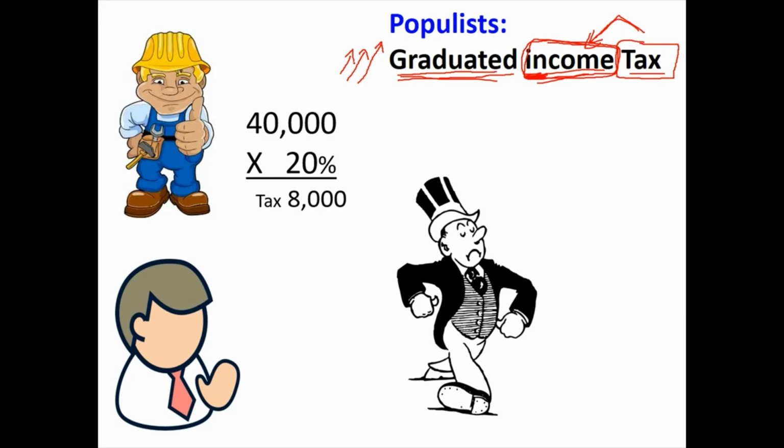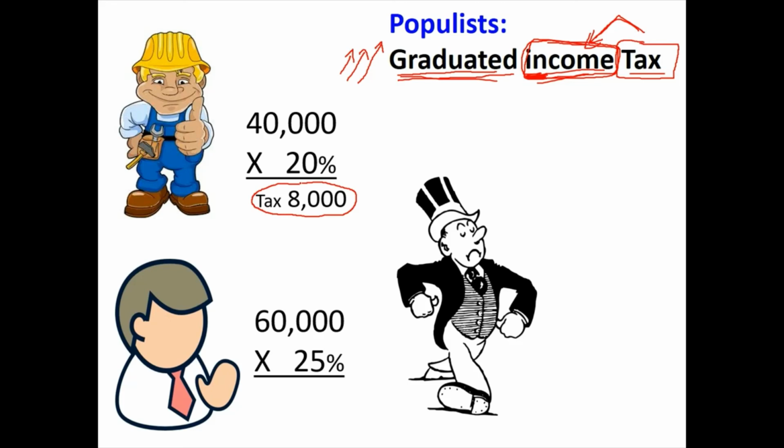They take it out of every single paycheck. Now, some people get taxed at the end of the year. Either way, he works all year. He keeps $32,000, and then $8,000 must go to the government. That's an income tax. Now, a graduated income tax is what the populists were arguing for 100 years ago, and what some modern-day populists, like Bernie Sanders, are arguing for today.